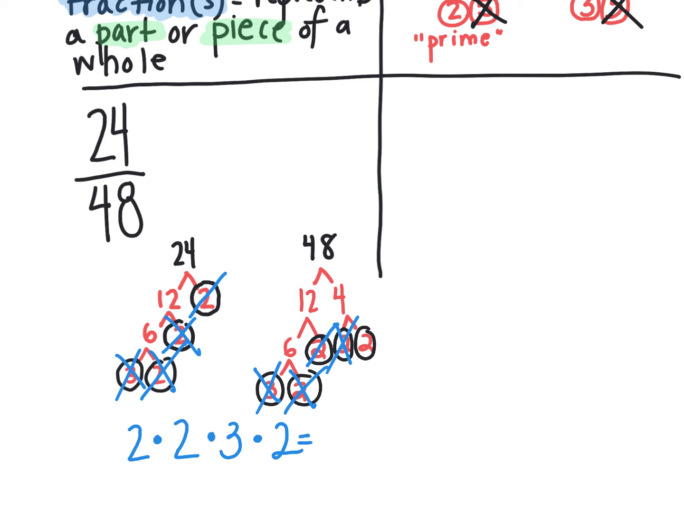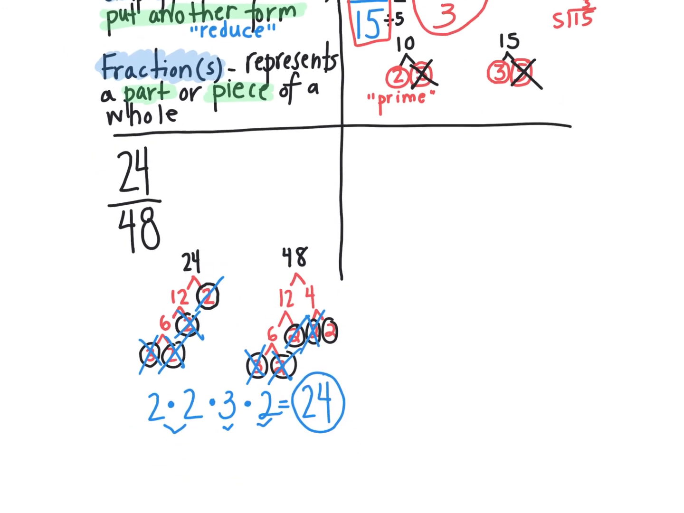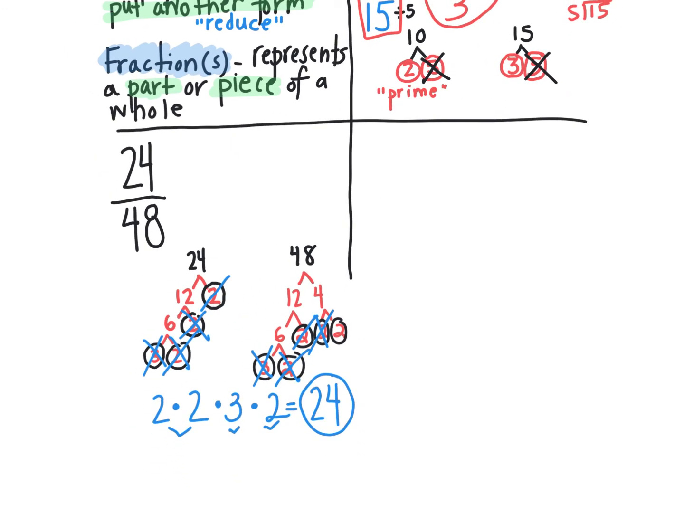So let's multiply. 2 times 2 is 4. 4 times 3 is 12. And 12 times 2 is 24. So this is the number that I can simplify with. Right? In this case, I'm going to go ahead and divide both of these by 24.